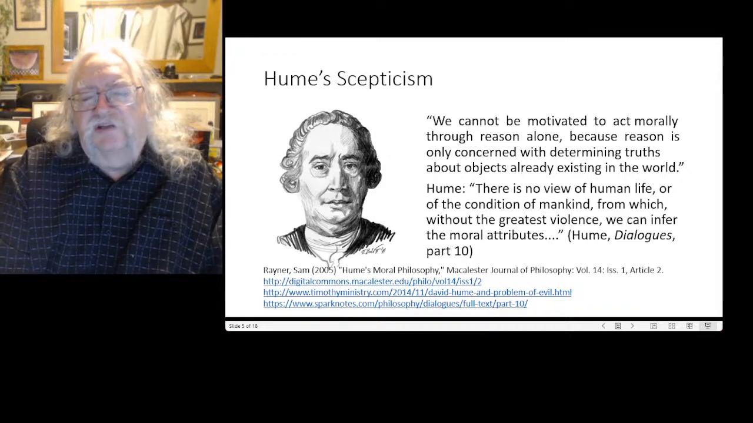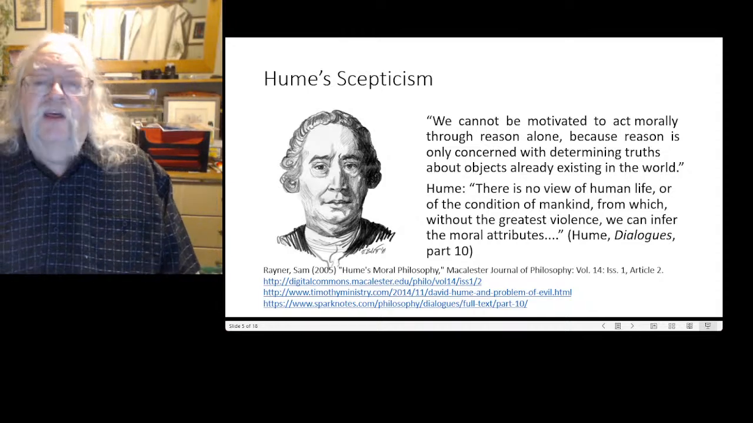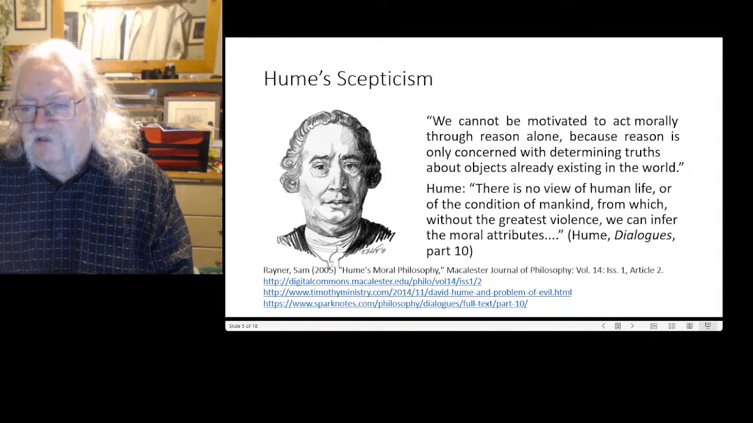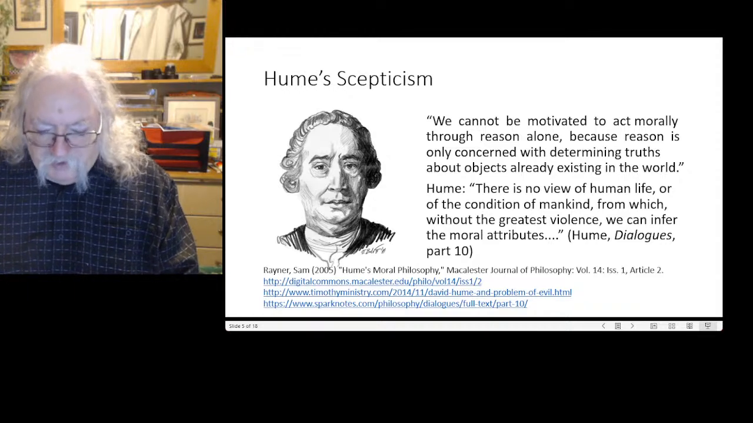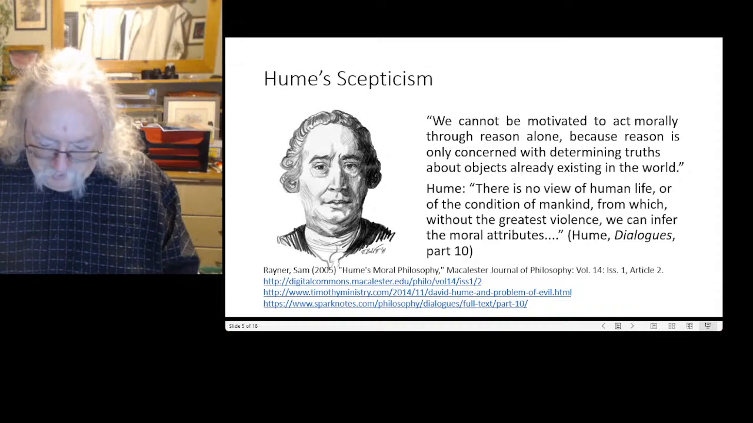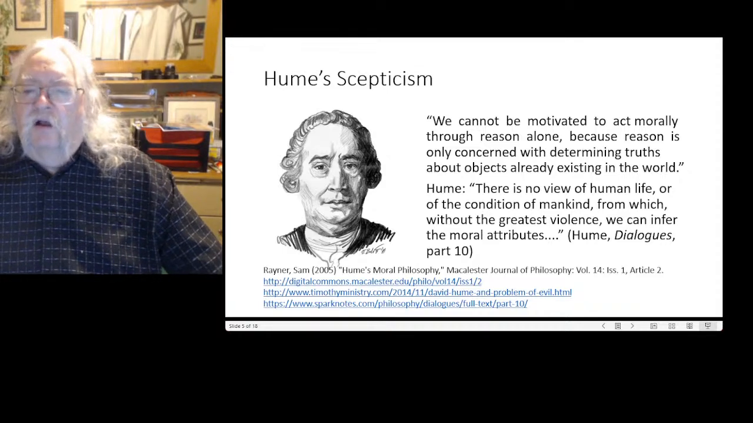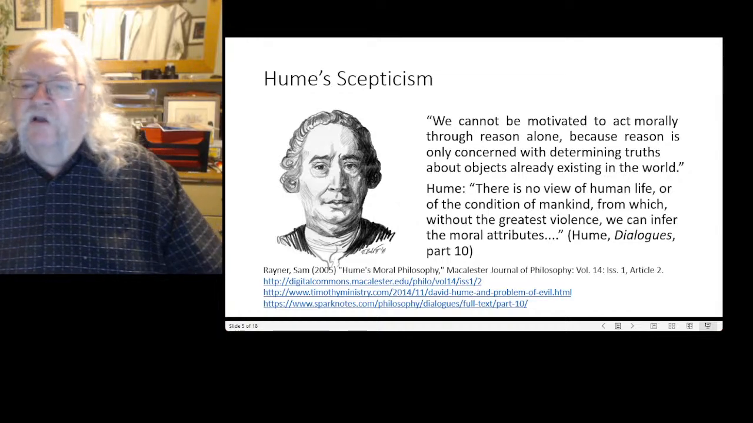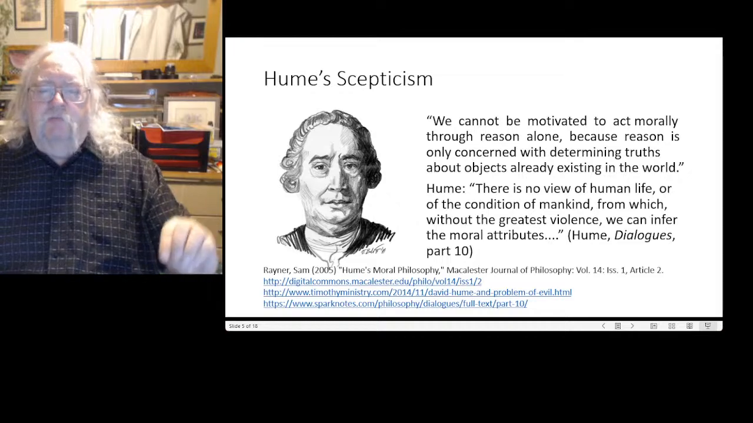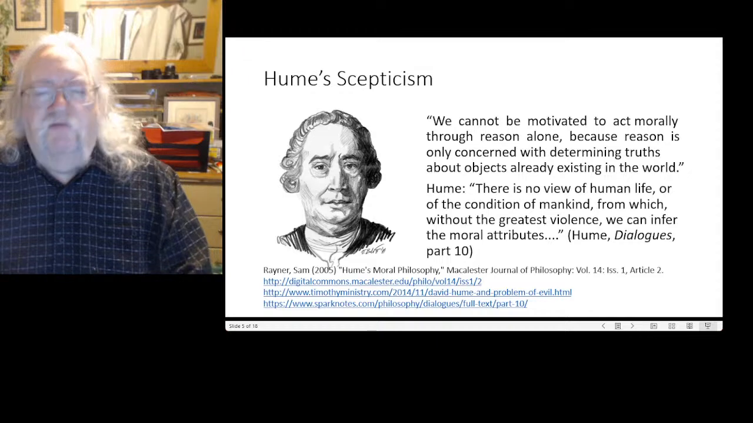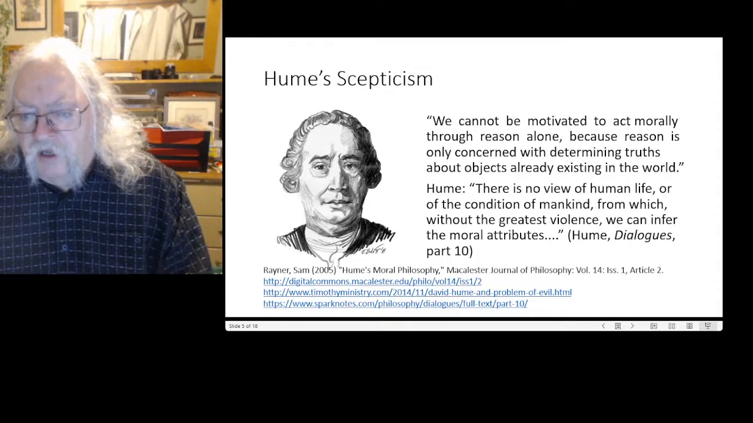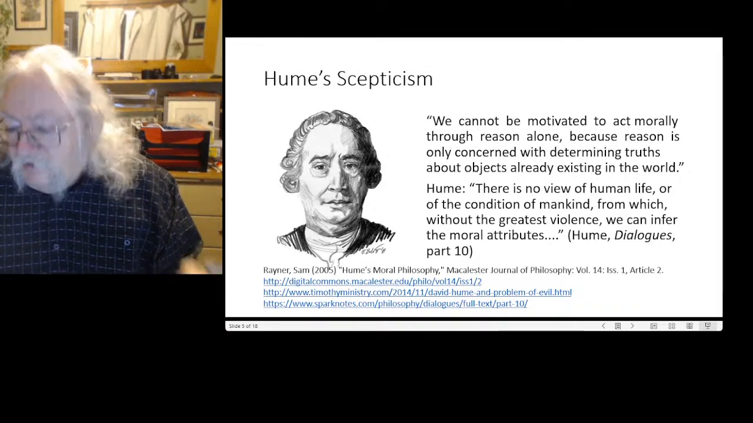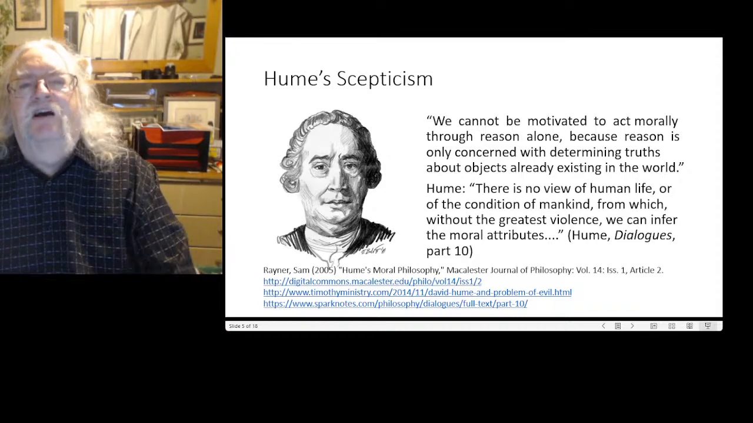The other thing about Hume's skepticism is that he's very skeptical with ethics and morality as it transpires in the world. And it's interesting, we look at the morality, the statements that people have drawn, and we ask, where did they come from? And Hume's point here is, there is no view of human life, and I'm quoting, or of the condition of mankind from which, without the greatest violence, we can infer the moral attributes. We have all of these moral statements, but again, these cannot be deduced from or inferred from the actual state of affairs in the world. Doesn't stop us from drawing conclusions about them, just like we still draw conclusions about cause and effect, but let's understand the status of these conclusions, right? They're not deductions, they're not inferences.